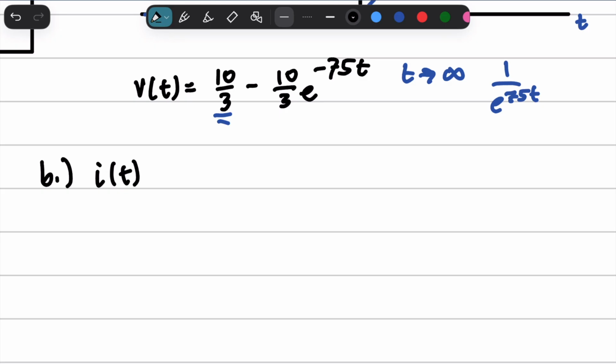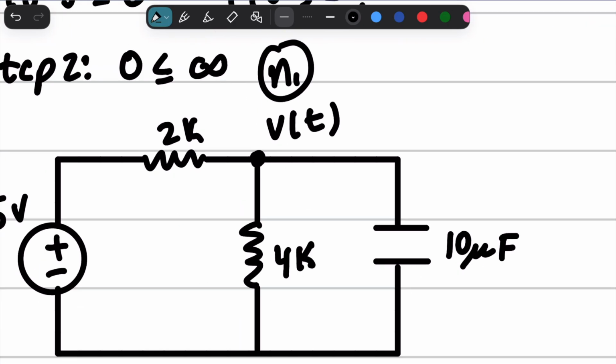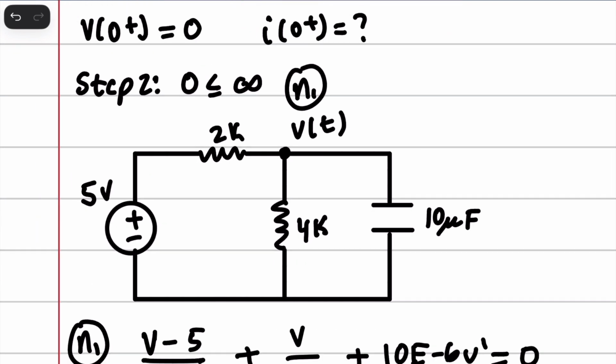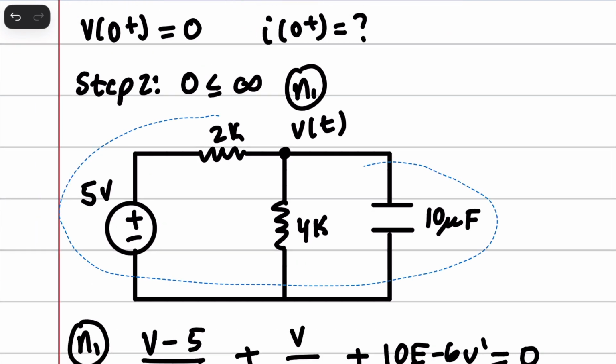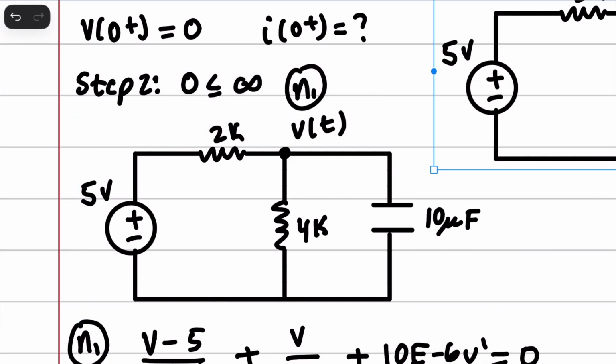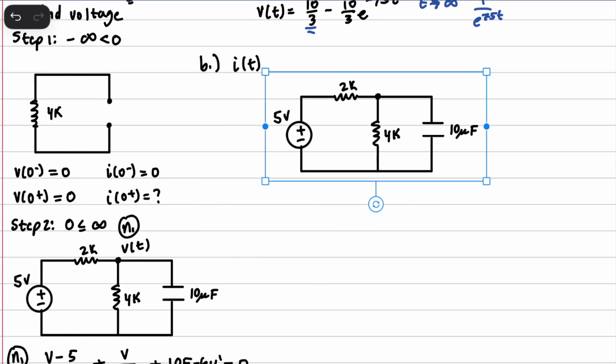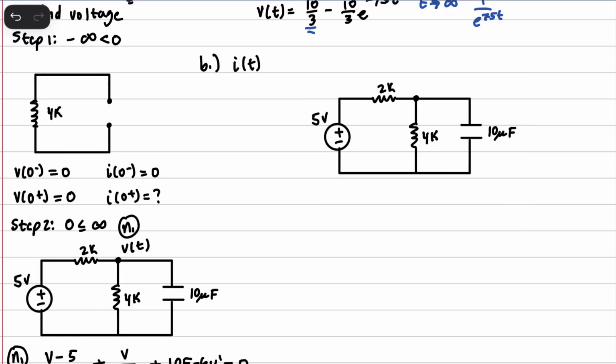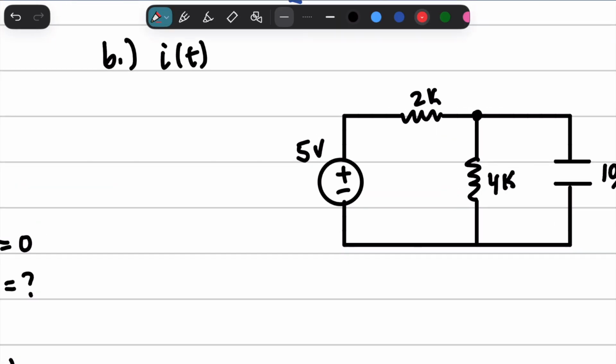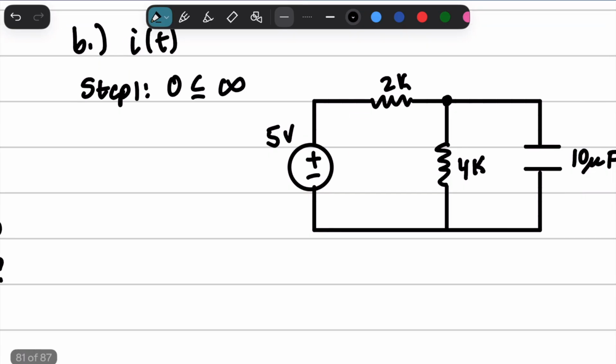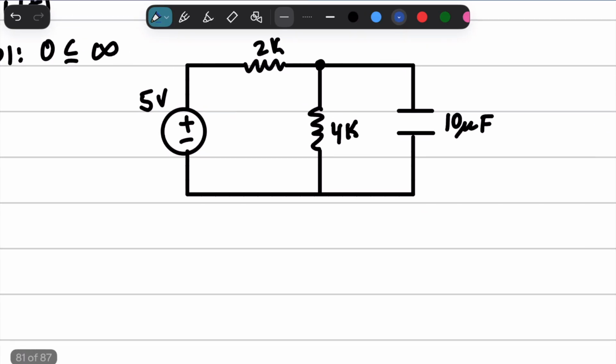Now, we are going to apply a loop analysis rather than a nodal analysis, which is what we did here. So I'm going to copy the 0 to infinity portion of the transient circuit analysis, and we'll call it step 1 because we've already found the initial conditions. We're going to apply a loop analysis.